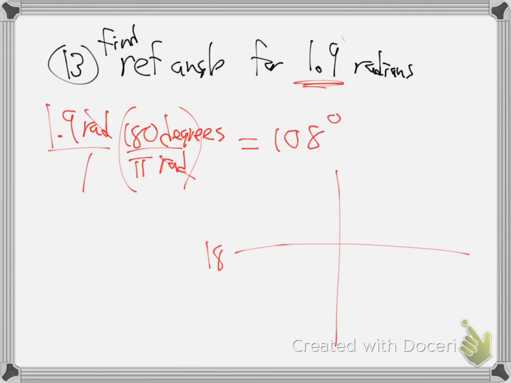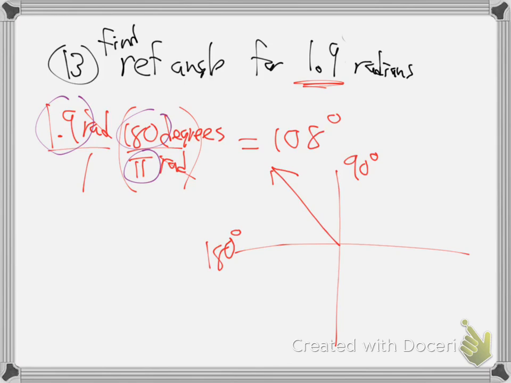108, so this is 180, this is 90, so it's somewhere about right there. Second quadrant, right? Wait, how did you get 108? I just took 1.9 times 180 divided by pi on my calculator. Just multiply the top numbers and divide by the pi. Anything on the bottom, we just divide. This is round to the nearest hundredth. Oh, okay. Yeah, the radian answer, we will.